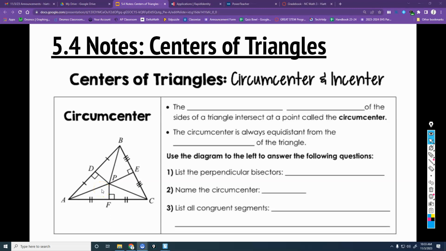Okay. Centers of triangles. Our first one here is called the circumcenter. The perpendicular bisectors of the sides of a triangle intersect at a point called the circumcenter.